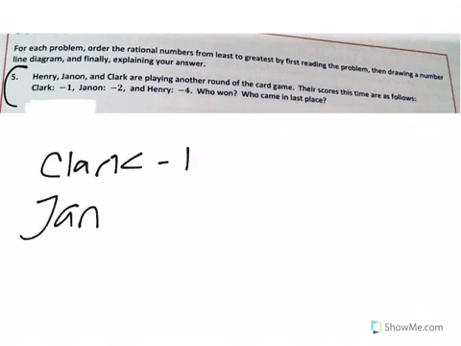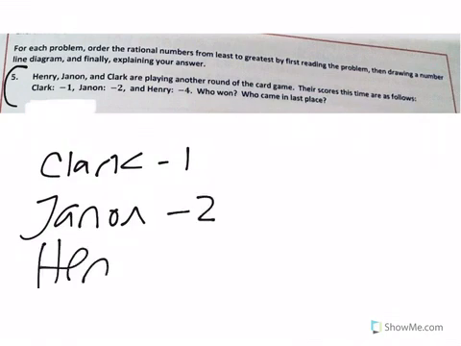Okay, similar problem, but in this case, we're looking at negative numbers. Henry, Janon, and Clark are playing another round of the card game. Their scores are: Clark is -1, Janon is -2, Henry is -4. The person with the highest score wins.